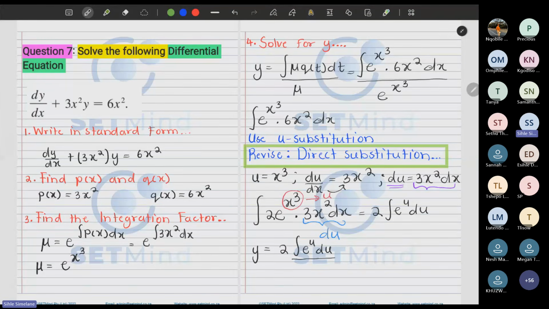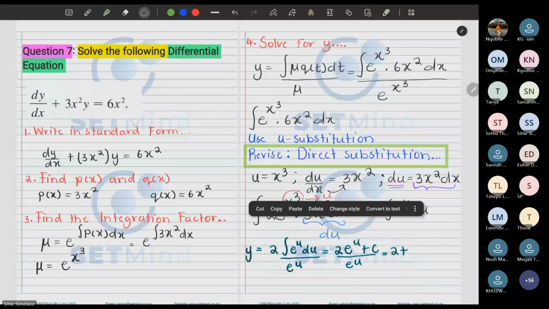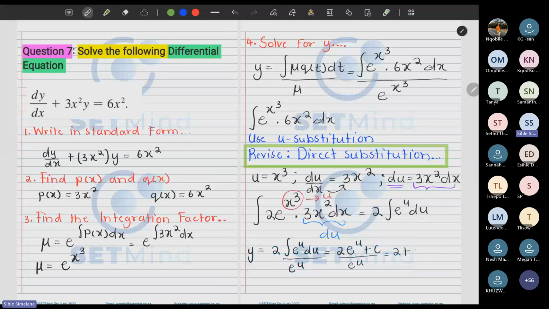Then my denominator, remember, I made the x squared to be u, so I have e to the u. When we integrate e to the u, we get e to the u plus c. We divide by e to the u. Then you can do some cancellation here. You'll be left with 2 plus, let me create some space. You'll have 2 plus c times e to the negative u.